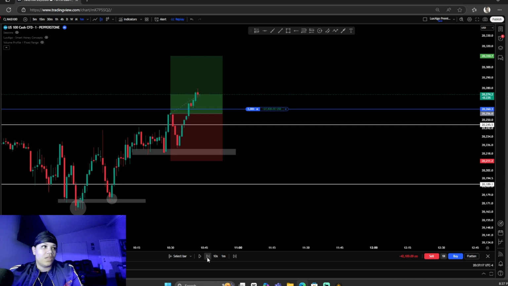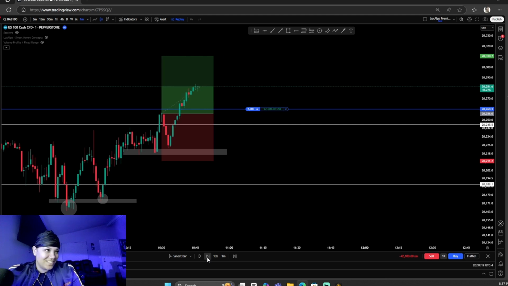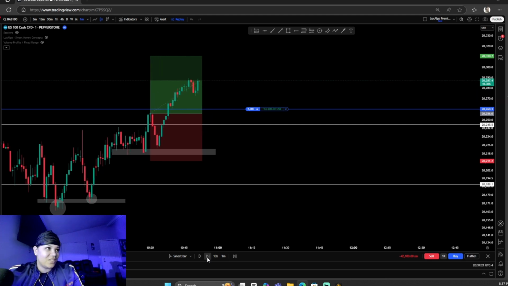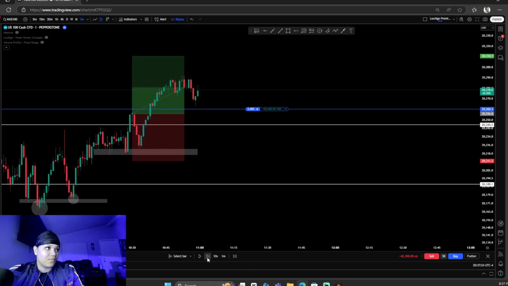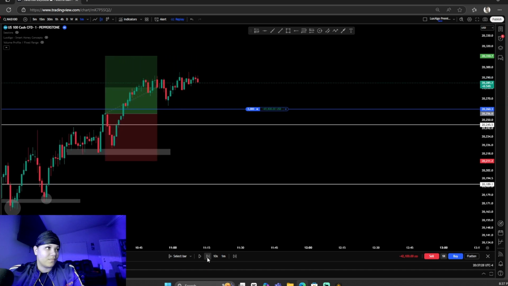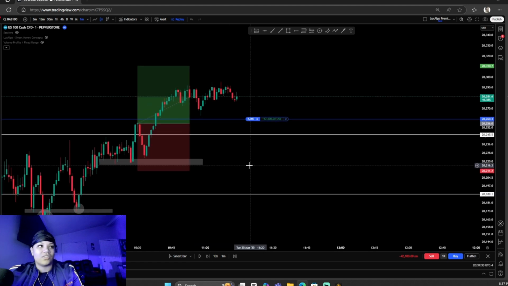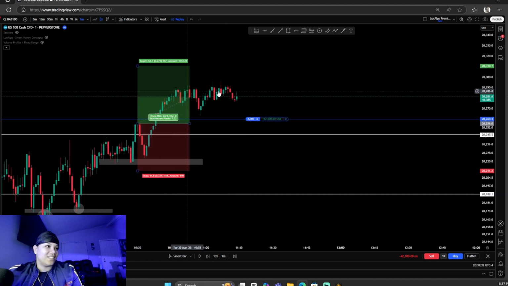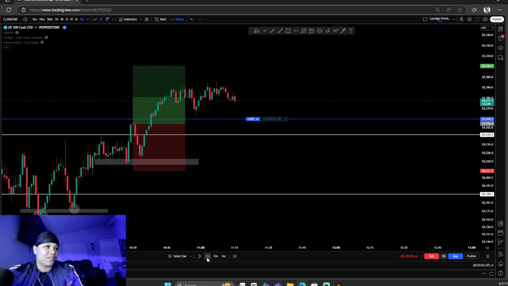Look at it go. We up 27,000. Look at it go. I just know it's about to push up now. Yeah, I probably would have got out of this trade by now, but look at this consolidation. But I probably would have got out by now, but let's see where it goes.